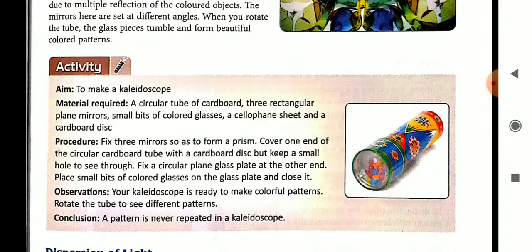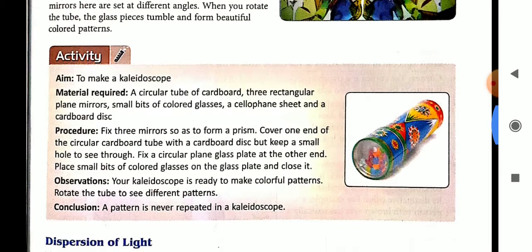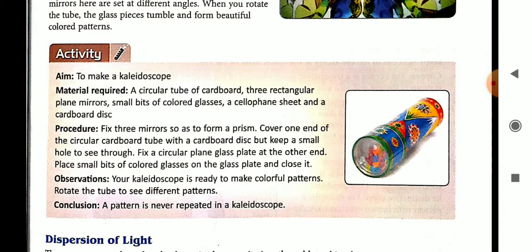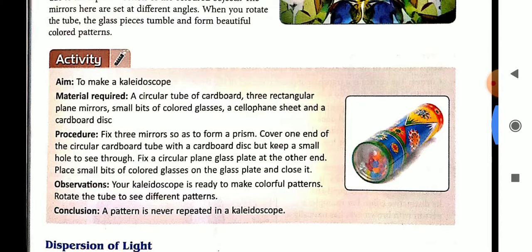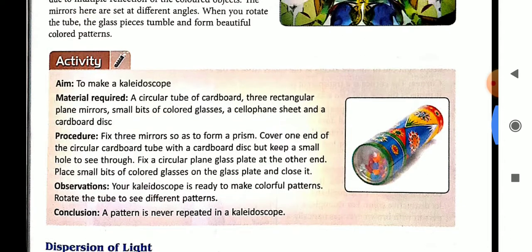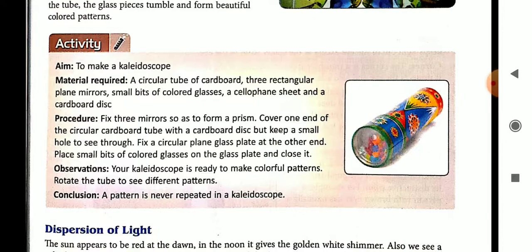Procedure, that means how you will make it. Fix three mirrors so as to form a prism. That means in triangular form, three plain glasses you can paste at an angle of 45 degrees so that it makes a triangular piece just like a prism. Then cover one end of the circular cardboard tube with a cardboard disc, but keep a small hole to see through. The small hole must be there so that you can see through it.